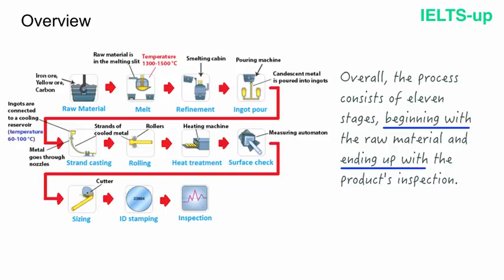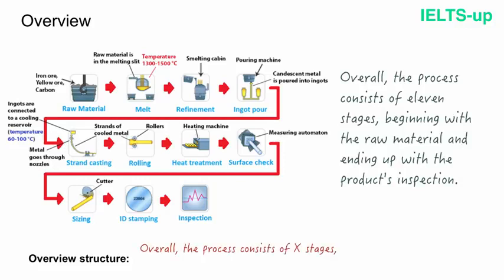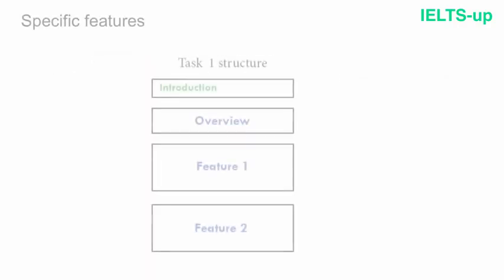So, this is how you should structure an overview. Overall, the process consists of X stages, beginning with something and ending up with something. Well, that's all with our overview, and we move on to the next paragraph.